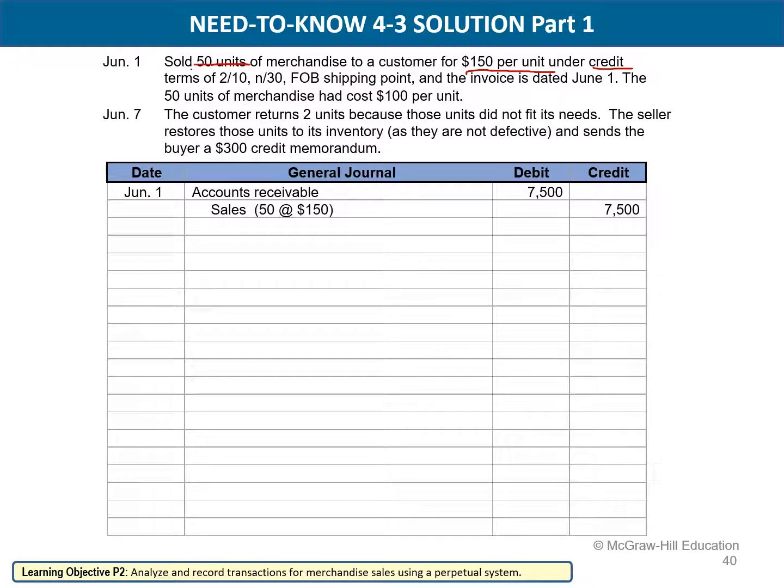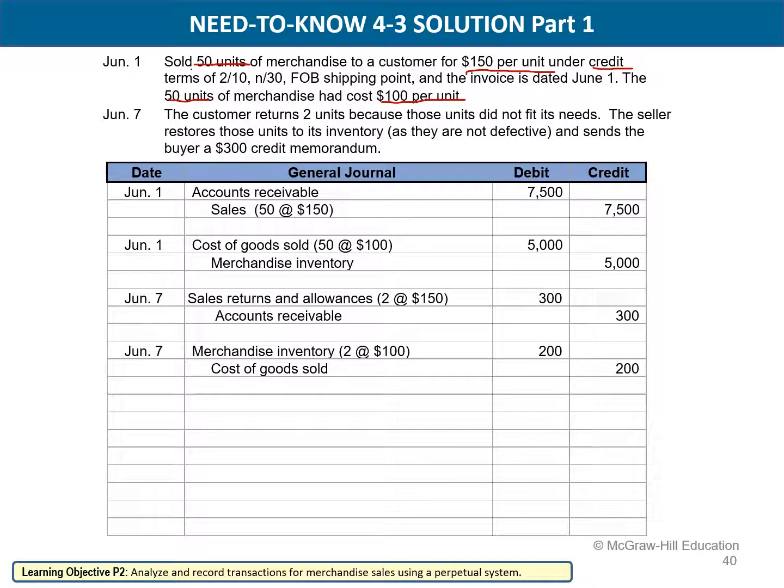Then on the cost side, we have 50 units at a cost of $100 per unit. So we need to record our cost of goods sold, which we do with a debit. Cost of goods sold, debit 5,000. Credit inventory to reduce it for 5,000.